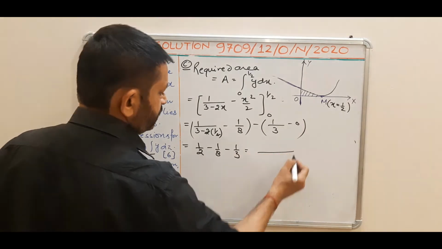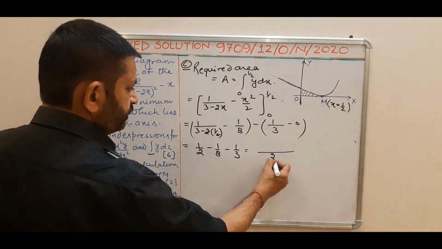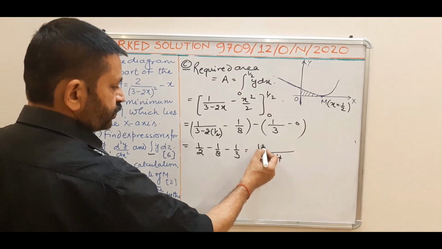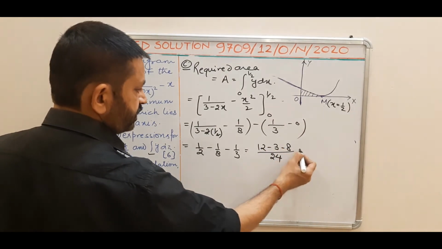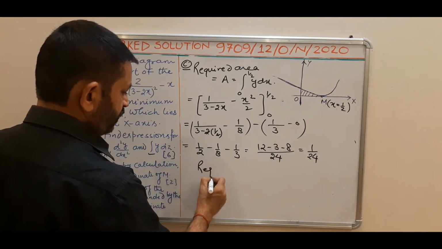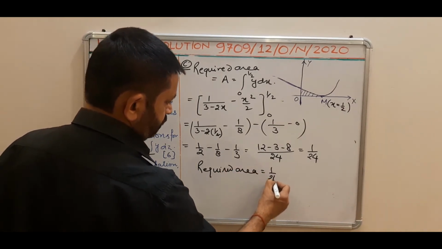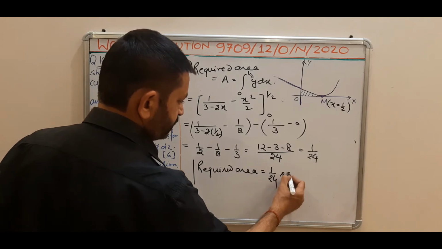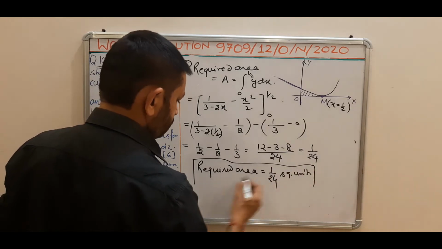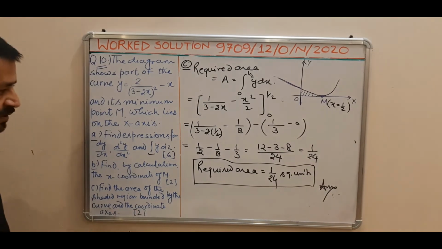Take their LCM. LCM of 8, 2 and 3 will be 24. So it becomes 12 minus 3 minus 8, so 1 upon 24. So the required area will be 1 upon 24 square units. This is your answer. It carries 2 marks.